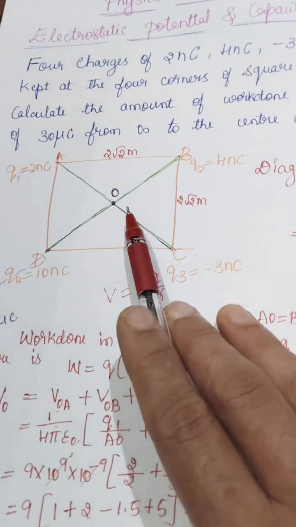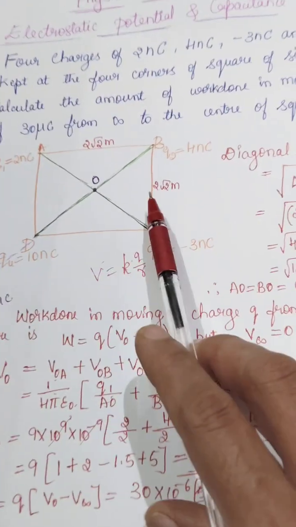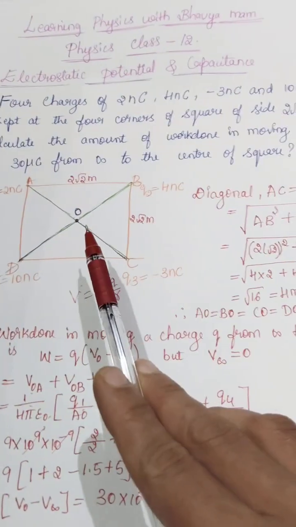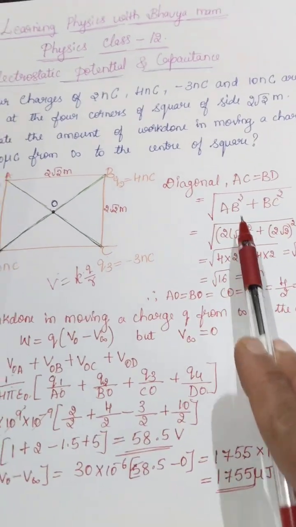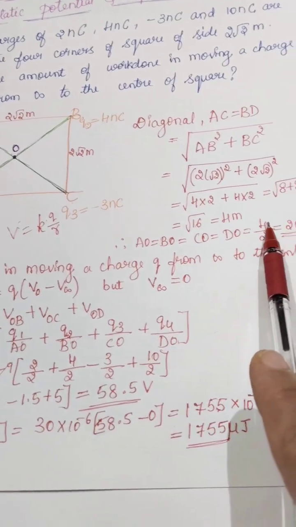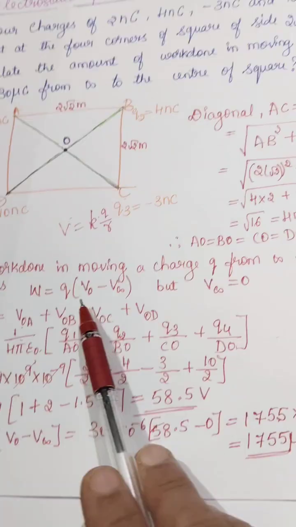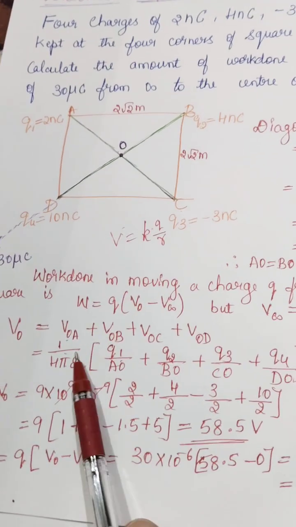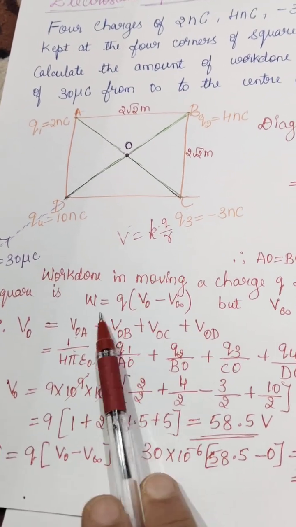Is this clear? Is it clear, students? Hope you followed properly. So first thing is you have to find the diagonal and calculate the distances AO, BO, CO, DO, which are the diagonal by 2, half of the diagonal, and substitute that here. Okay, so you just use this formula to find out W.